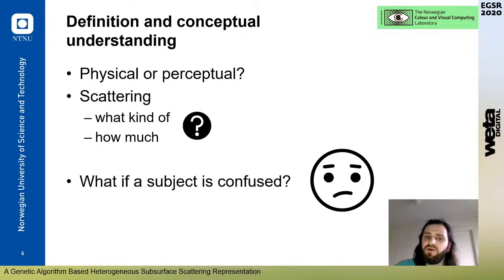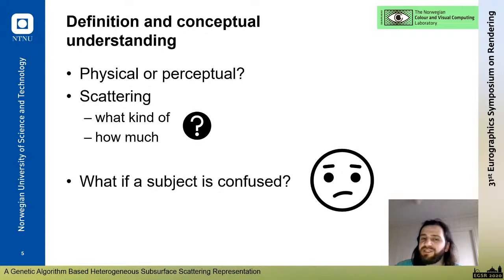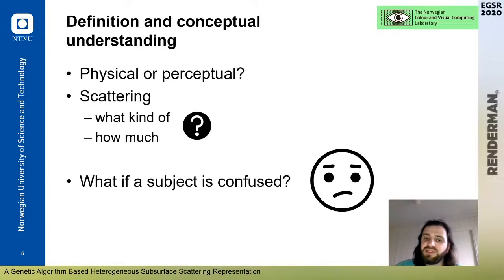If the volume is transmissive, but surface roughness makes the material impossible to see through, is it translucent? Or how much scattering do we need to consider a material translucent? Is it too much, or is even a slight blur enough? These are the questions that we do not have answers to. And what if a subject is confused in the experiments?